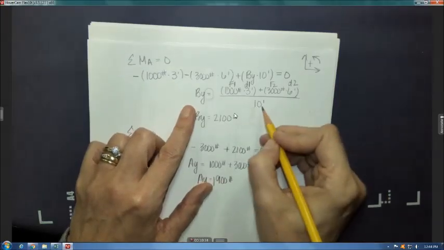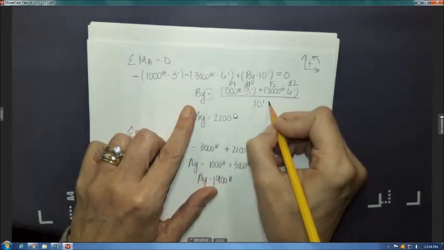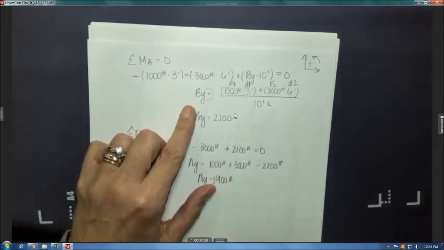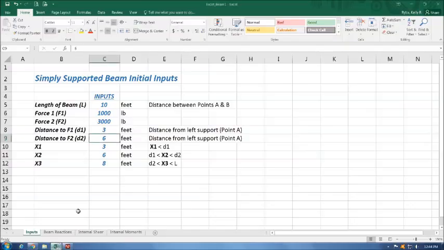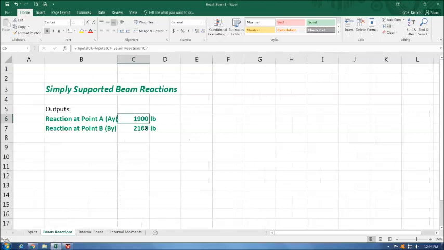And then underneath here, the 10 feet was my overall length, which up here was the very first thing I put in, okay? So now on the second sheet, I am going to write that equation in for BY, but I'm going to reference the stuff that I had inputted on the first sheet, okay? So beam reaction, I'm going to go down to BY here. I'm going to get rid of the equation that I wrote, and we'll put this in kind of together, okay?